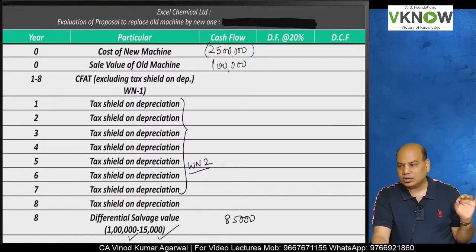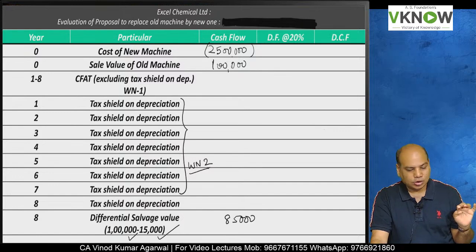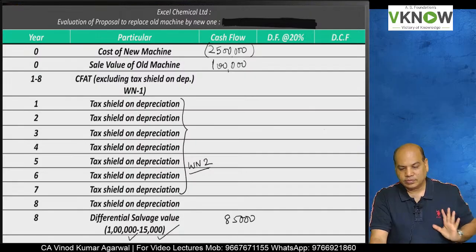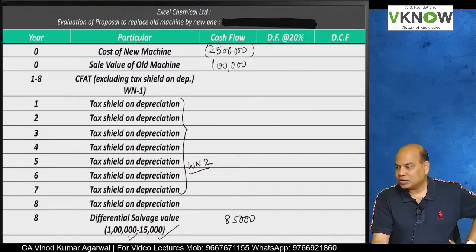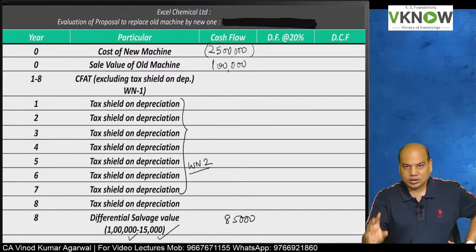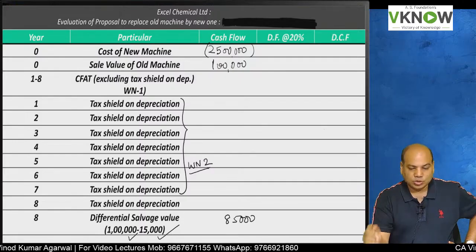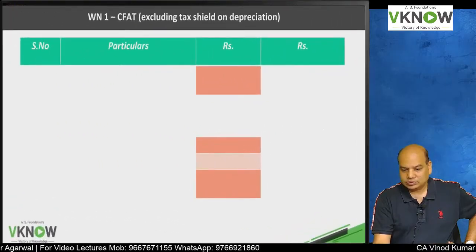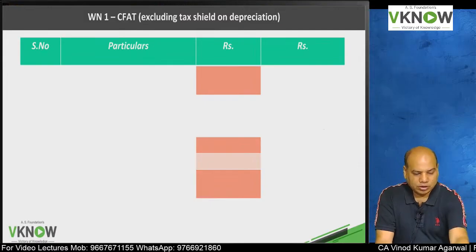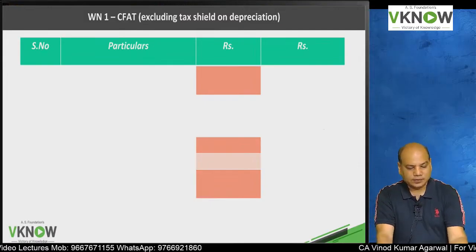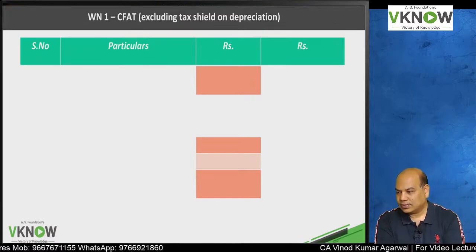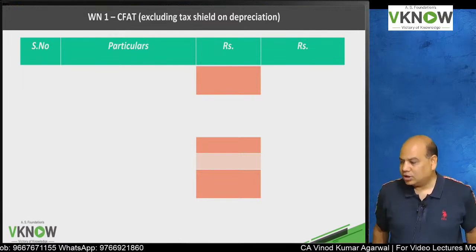We are solving one of the very good questions on capital budgeting, replacement of old machine by the new one. If such questions are asked in the exam, then some student may not be able to get it right. Hence practice is required. Now write down working note 1: CFAT excluding tax shield on depreciation.